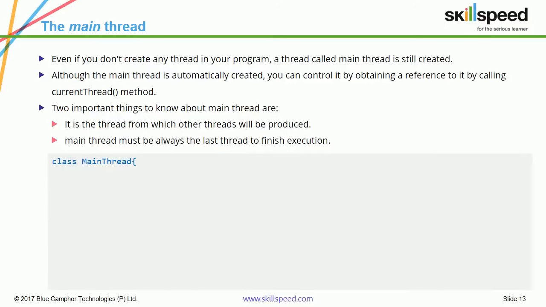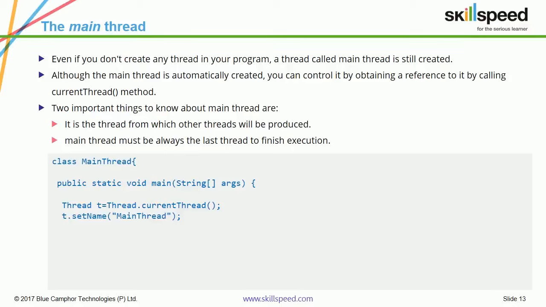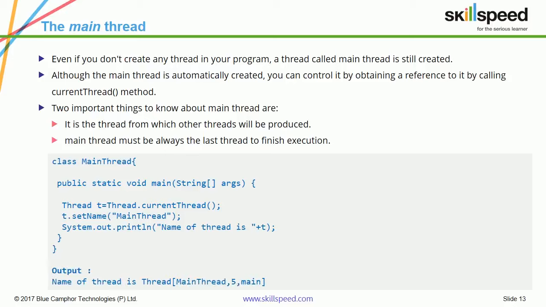It goes like class MainThread, public static void main, Thread t equals Thread.currentThread, t.setName, main thread. And then we have a print statement, name of the thread is. When you execute this program, you get name of the thread is Thread[MainThread,5,main].